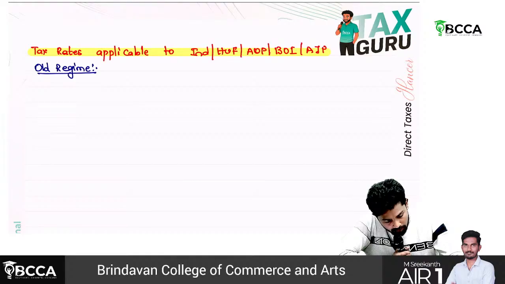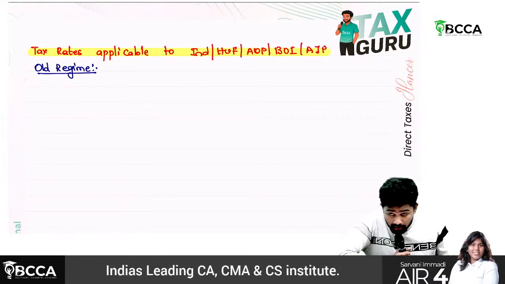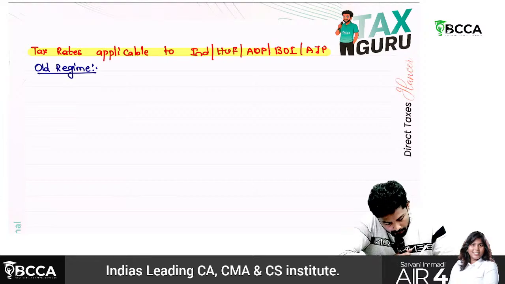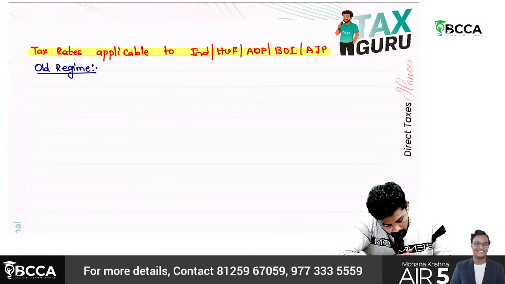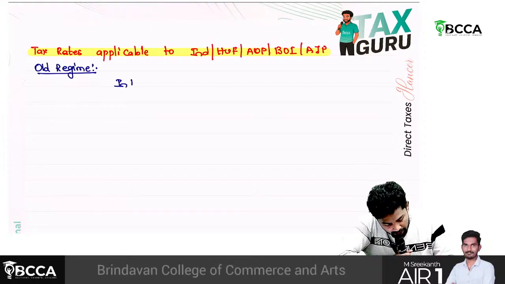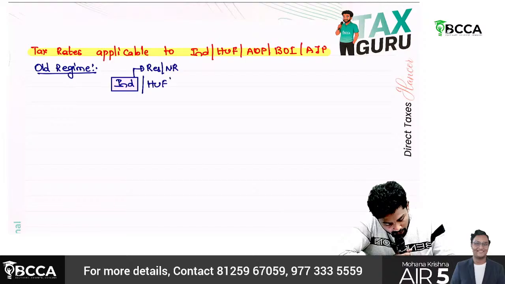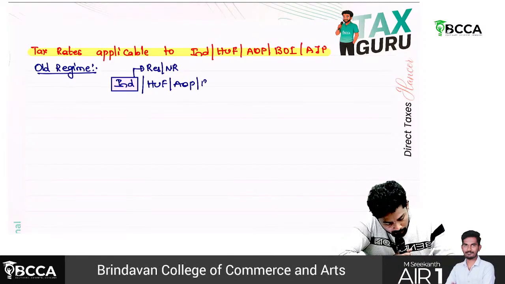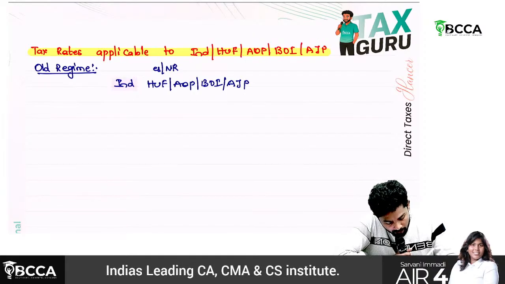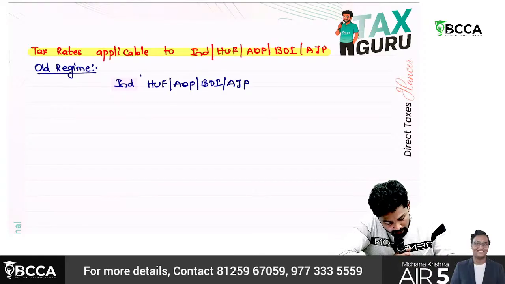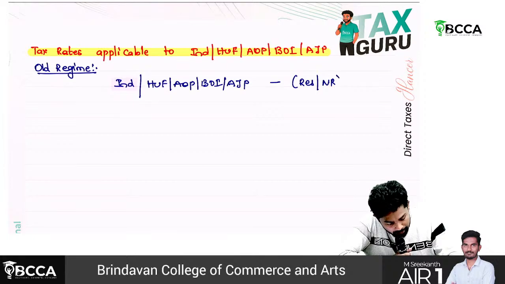So, old regime. First, sir, under the old regime, the first category or first type is individual, irrespective of resident or non-resident. Then HUF, AOP, BOI, AJP. All these categories, it's not just about individual. For all these persons, irrespective of resident or non-resident, these slab rates are applicable.